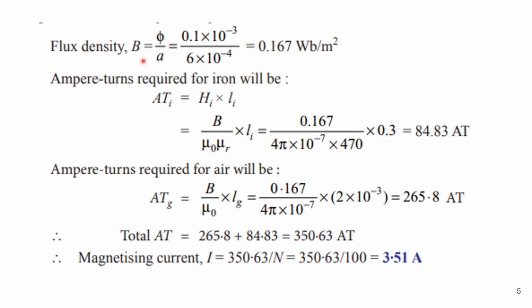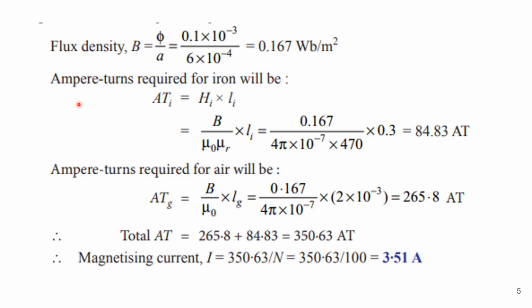For the flux density, we have substituted the formula phi by A. The phi value is given as 0.1 milliweber, so I have converted that into Weber: 0.1 into 10 power minus 3, divided by the area given as 6 cm square. Convert that into meter square, so 6 into 10 power minus 4. The answer for flux density is 0.167 Weber per meter square.